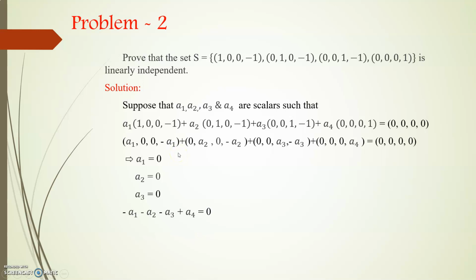Then the fourth element: minus a1, minus a2, minus a3 plus a4 equal to 0. So already we know that the a1, a2, a3 values are 0.